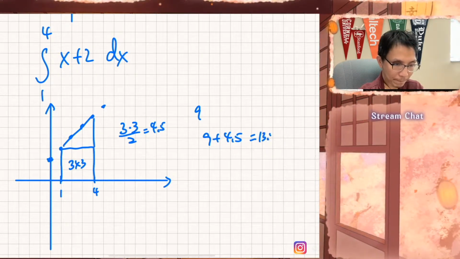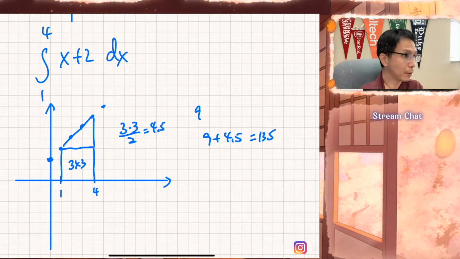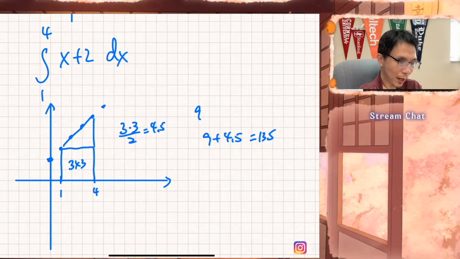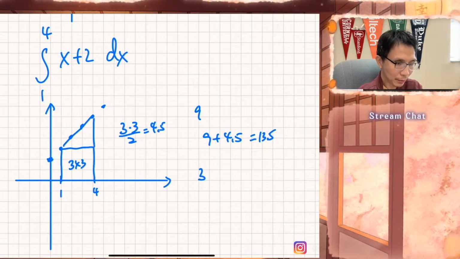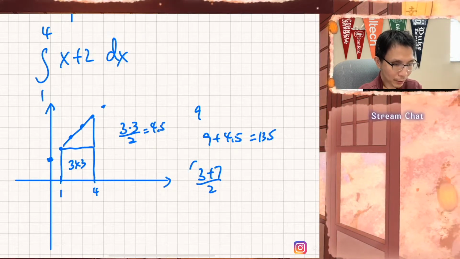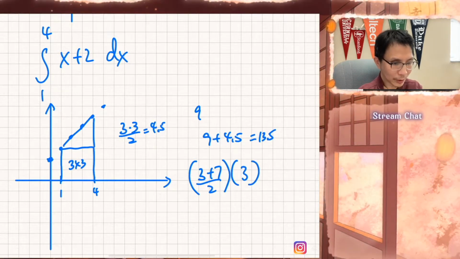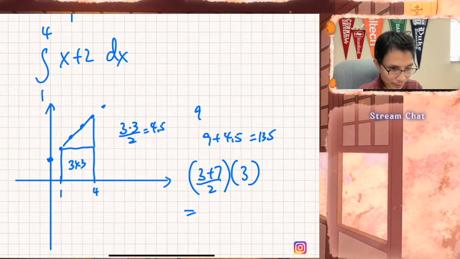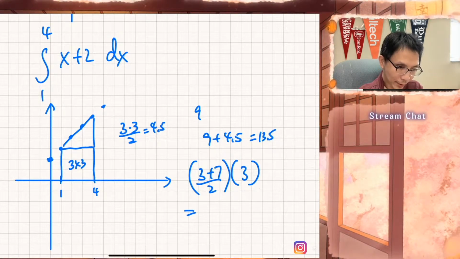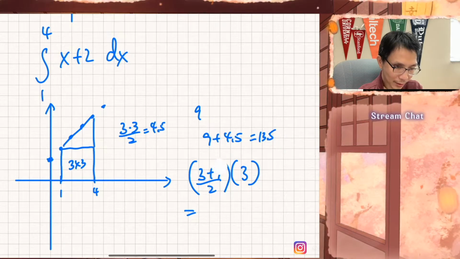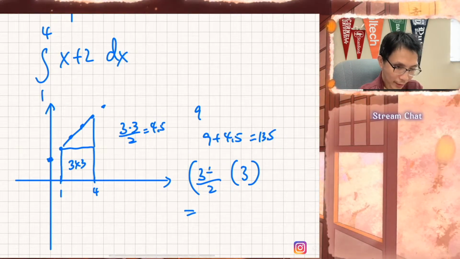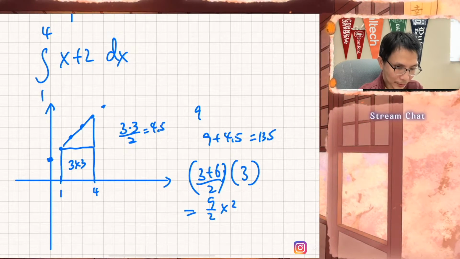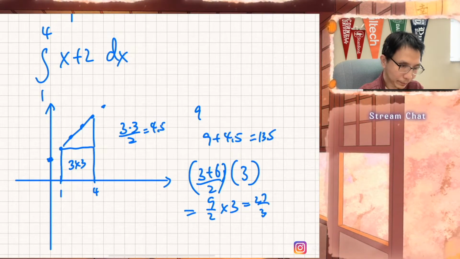Wait, why are we dividing it by 2? Because of the area of a triangle. So we got a rectangle plus a triangle, or you can do a trapezoid. So it'll be 3 plus 6 over 2 times the 3. Sorry, I can't add. So it'll be 9 over 2 times 3. So it'll be 27 over 2.